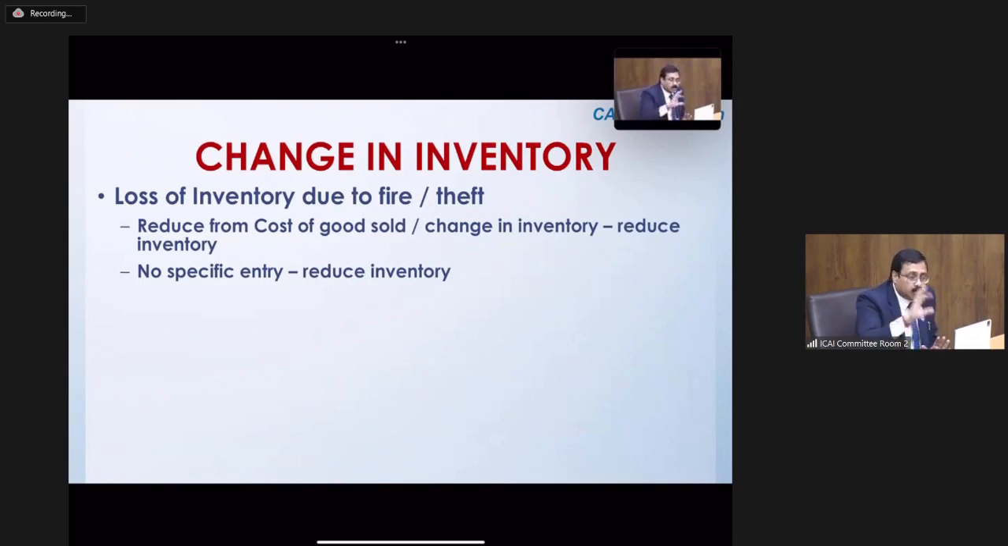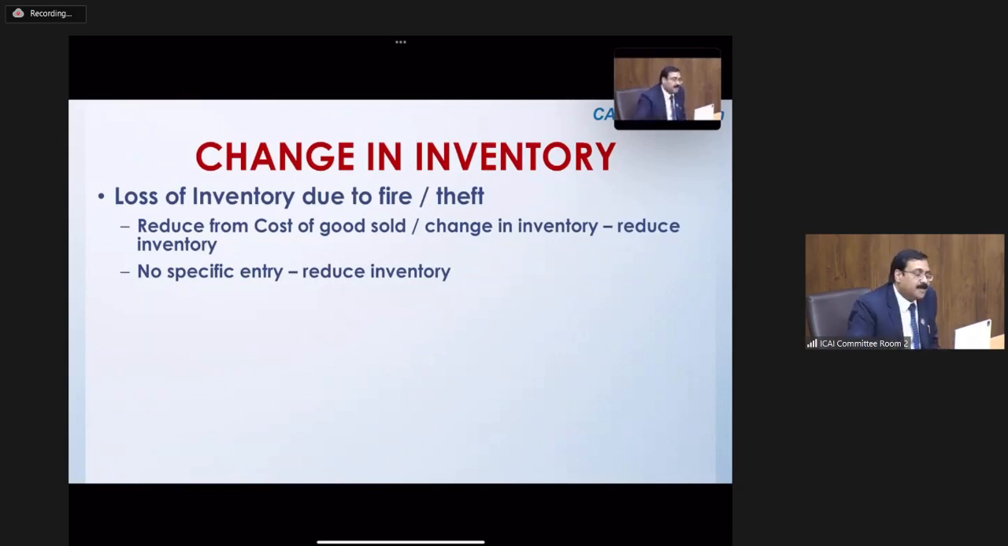However, how to disclose that in the financial statements or account for it is important. Now here I would like to add, after Ind AS 2, if I talk where the entities are following Ind AS 2, they will have no option for the second bullet, this one: no specific entry, reduce inventory. Why? Because para 34 says that you have to account for any loss of inventory in the books. So if I have to account for, then I have to disclose that in my statement of profit and loss, reducing the change in inventory or reducing from the cost of goods. In case of non-Ind AS, we still have both the options.